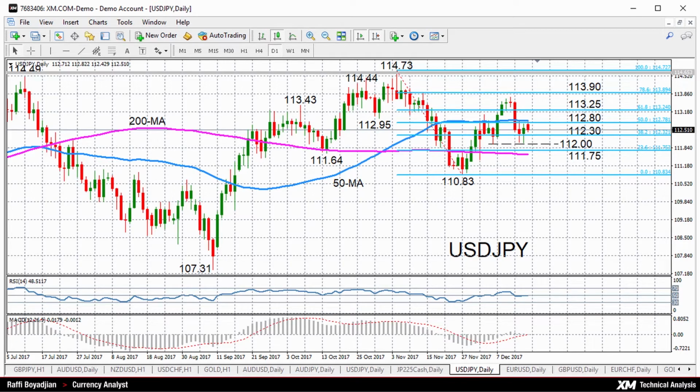Today we're going to be looking at the dollar yen, the euro dollar, the pound dollar, and the euro Swiss franc pairs. Dollar yen is currently in neutral bias. We can see RSI is flat at 50.